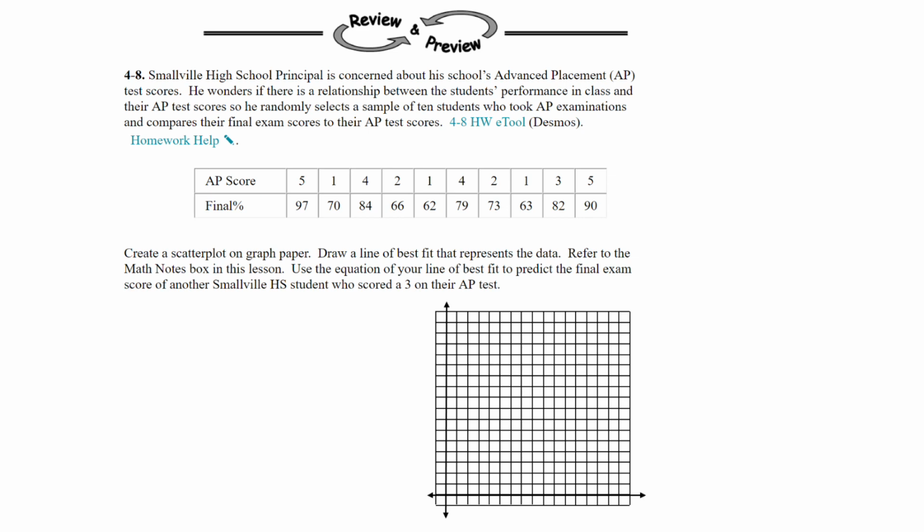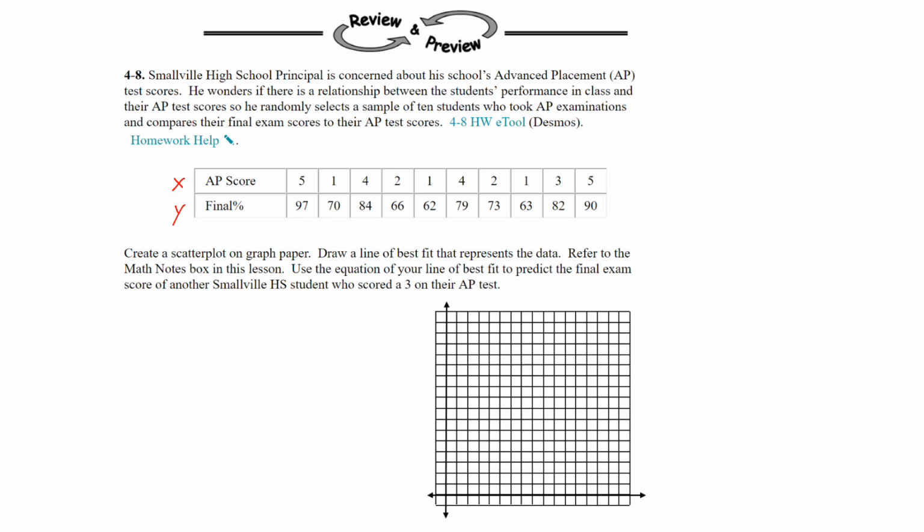Smallville High School's principal is concerned about his school's advanced placement test scores. He wonders if there is a relationship between the students' performance in class and their AP test scores. So he randomly selects a sample of 10 students who took AP examinations and compares their final exam scores to their AP test scores. You can see the AP scores in the x row and the final percents in the y row.